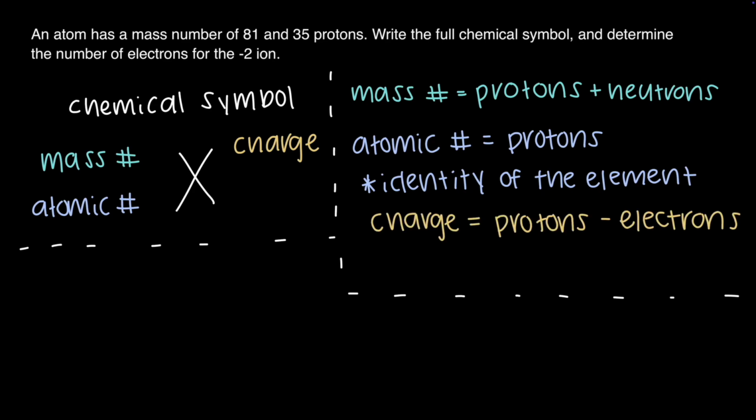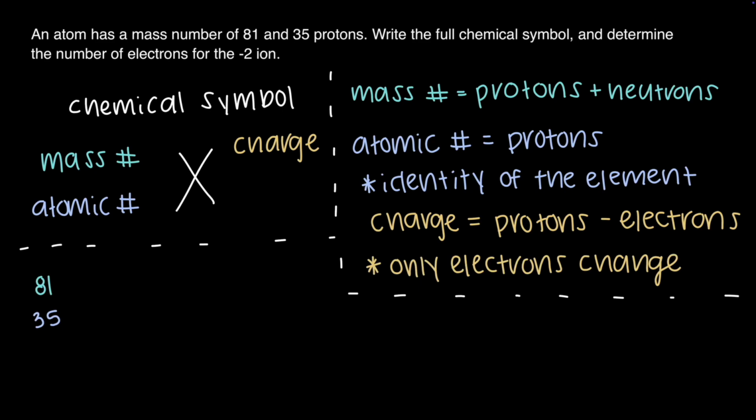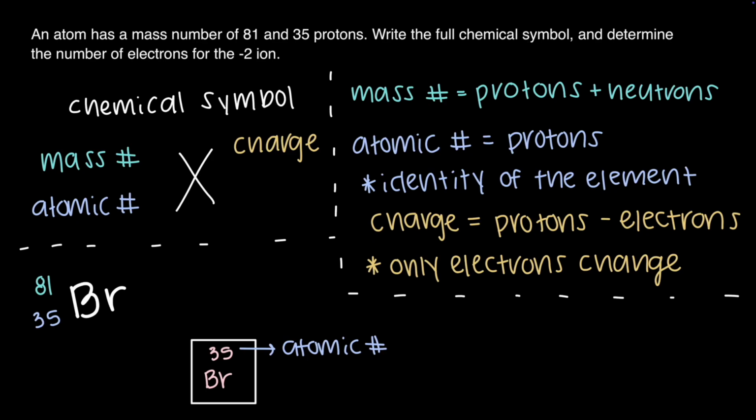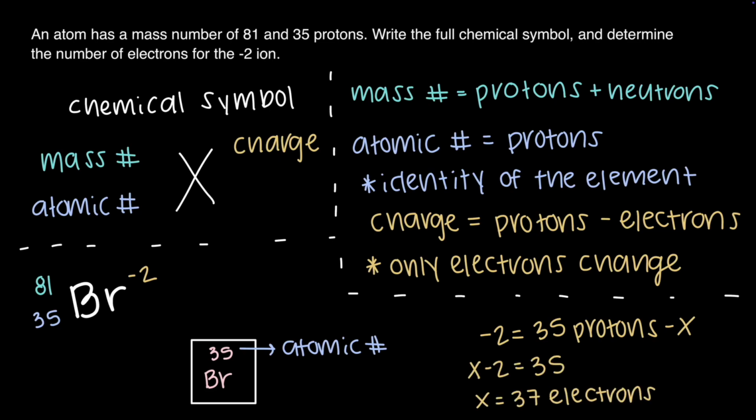Charge is equal to protons minus electrons, and only the electrons will change with charge. 81 goes at the top left, 35 at the bottom left, and from the periodic table, 35 is the atomic number for bromine, so Br will be our element symbol. The charge at the top right will be -2, and to find the number of electrons, we can use the charge equation, -2 equals 35 protons minus x. Adding x to the other side and then adding 2 to 35, we get 37 electrons.